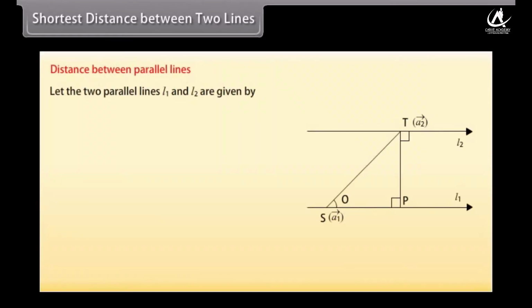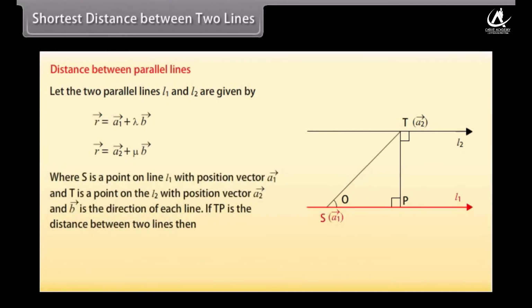Shortest distance between two lines. Distance between parallel lines. Let the two parallel lines L1 and L2 be given by vector r equals vector a1 plus lambda vector b, and vector r equals vector a2 plus mu vector b, where S is a point on line L1 with position vector a1 and T is a point on L2 with position vector a2, and vector b is the direction of each line. If TP is the distance between the two lines, then TP equals the modulus of the cross product of vector b and (vector a2 minus vector a1), divided by the modulus of vector b.